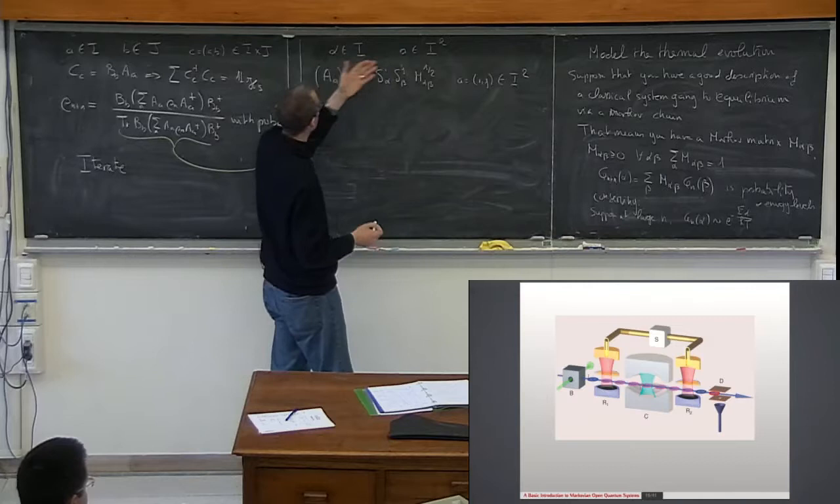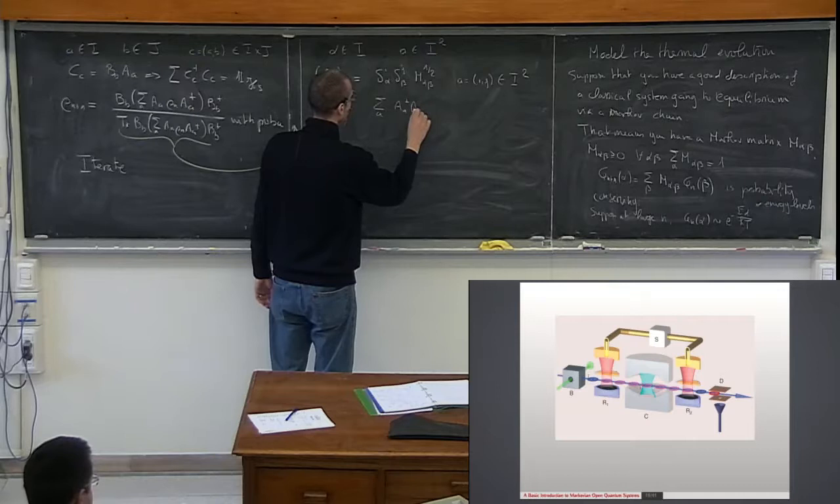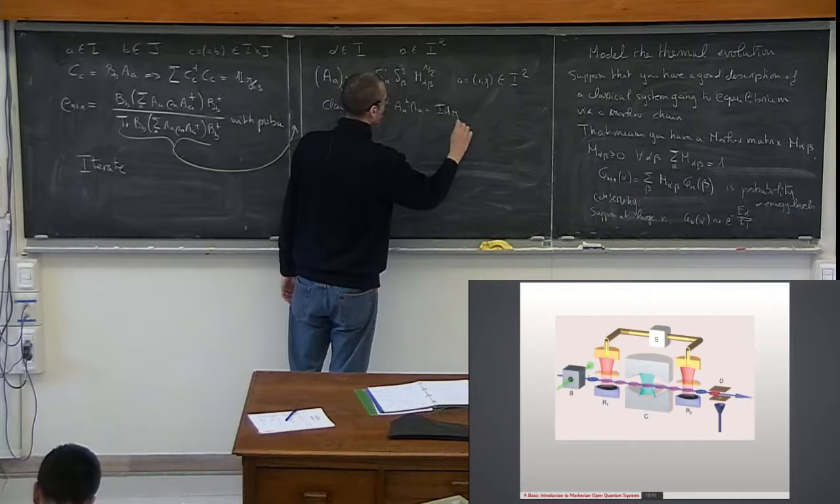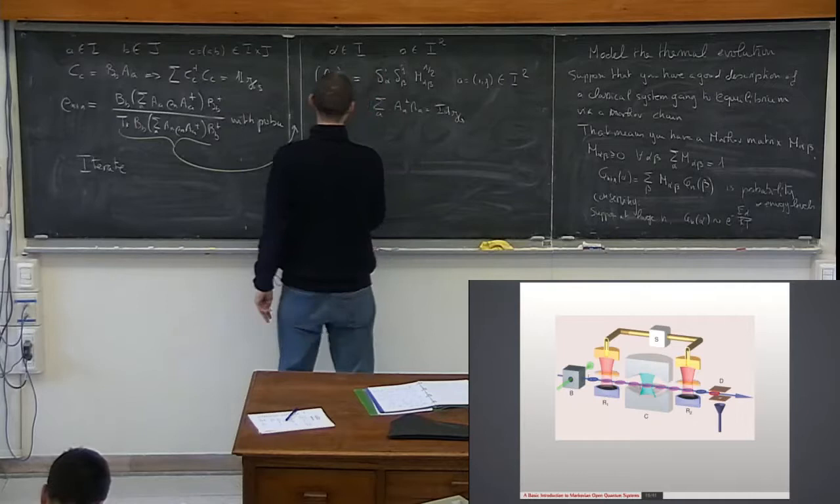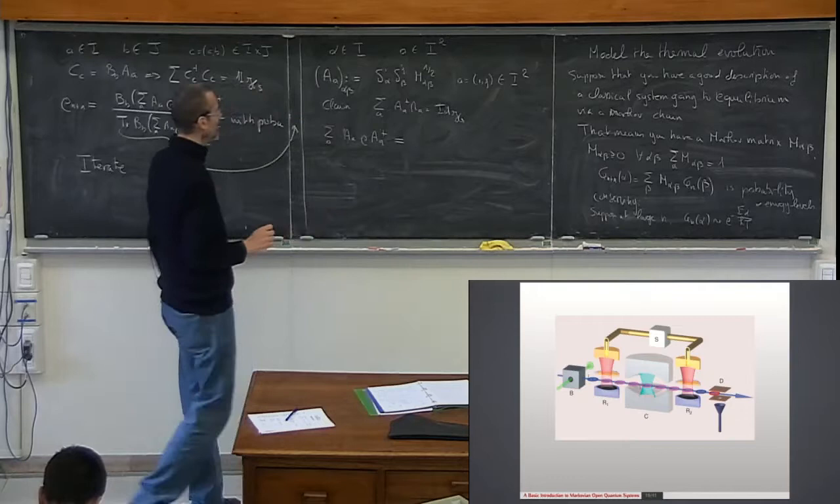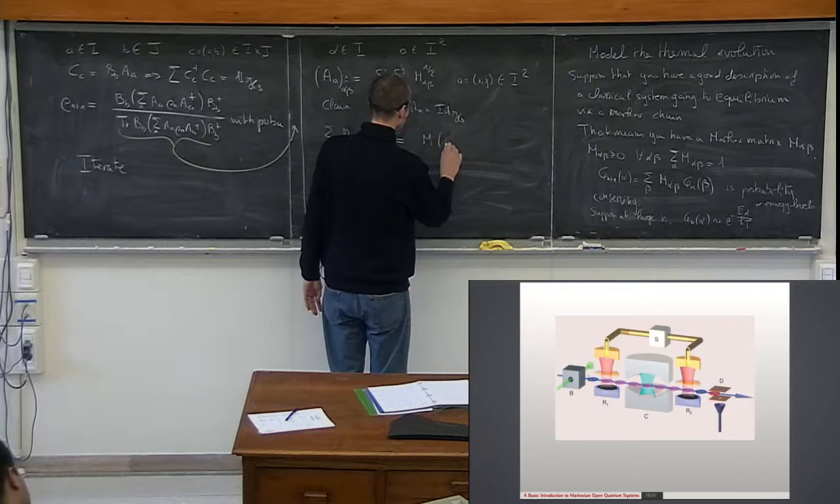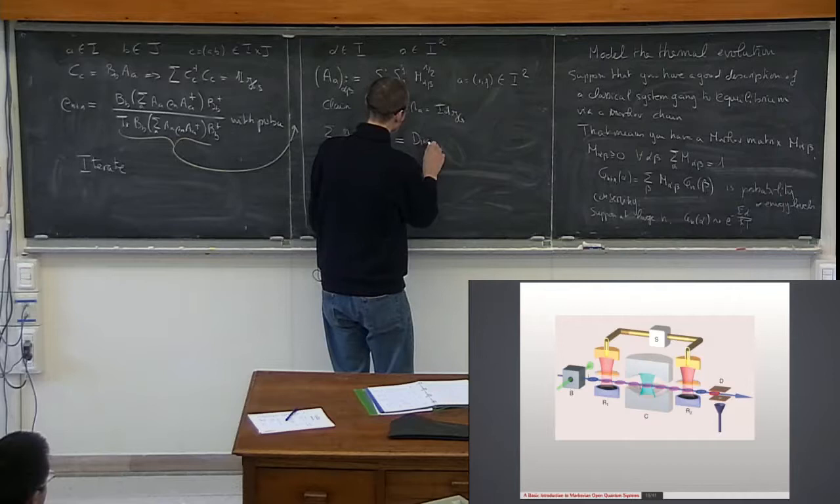Then I claim, and I let you check this, that first of all, the sum over A of A_A dagger A_A is equal to the identity on H_S. And then if you compute things, this is a little bit tautological, you will find quite easily that the sum over A of A_A rho A_A dagger is just going to be M applied to the diagonal of rho. It's the diagonal matrix made of M applied to the diagonal of rho.